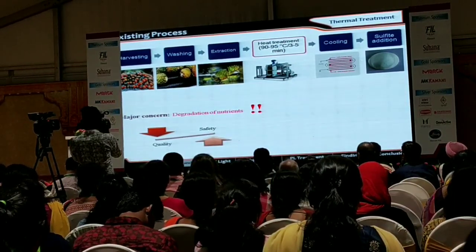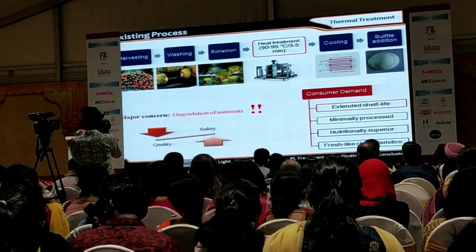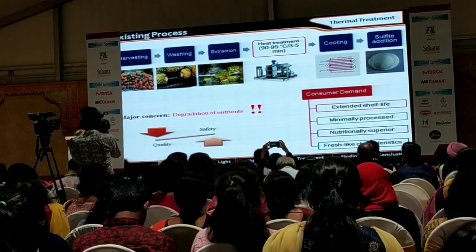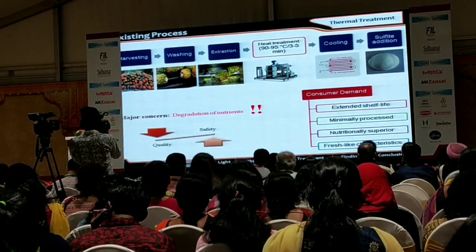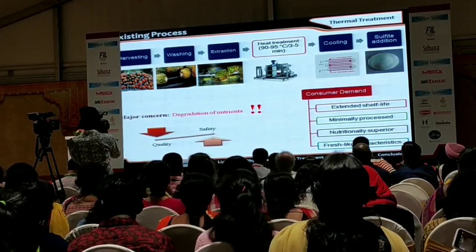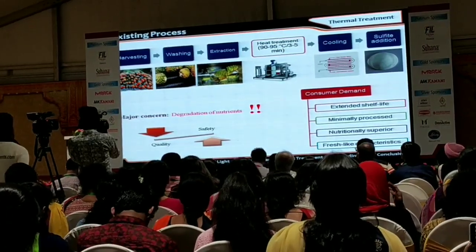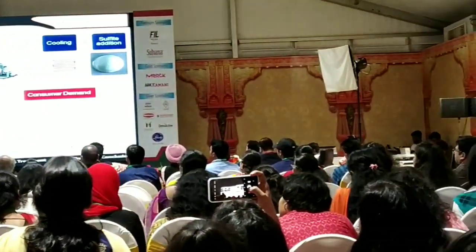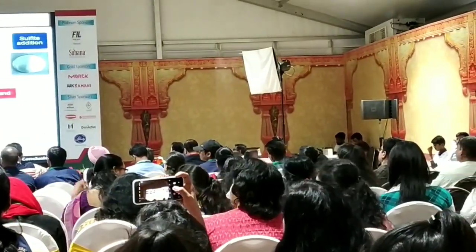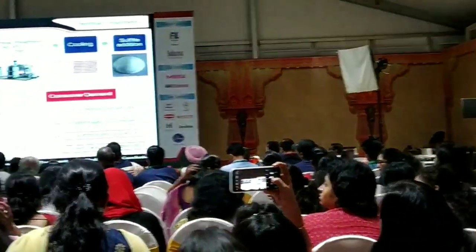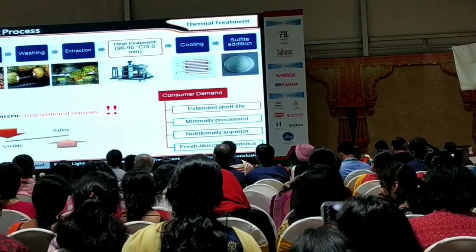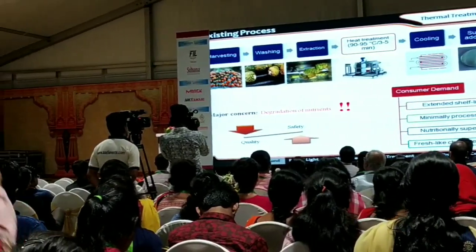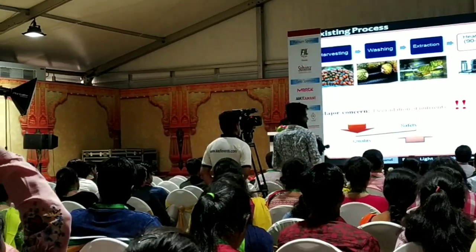Today's consumer trend is that they always look for products with extended shelf life as well as minimal processing, that means products which are the same or similar to the fresh one, so that we can get the maximum benefit from the fruit juices. And it should be nutritionally superior. We don't want inferior fruit juices, like common thermally treated juices, in which the vitamin C content is already lost by 80%. So why should I consume it?